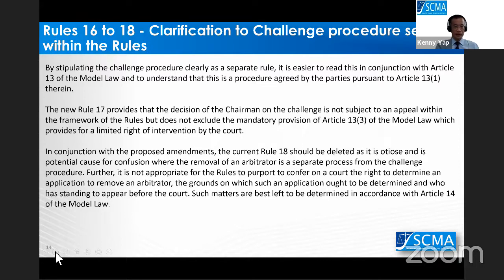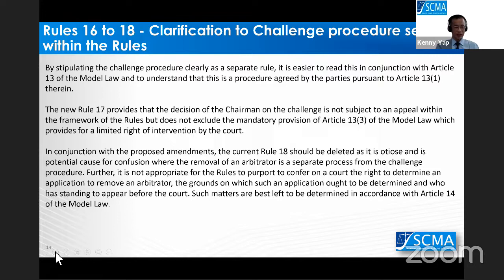Yes, thank you. Now, for Rule 16, the possible amendment here is to stipulate the applicable test for a challenge. The basis for challenge will be expanded slightly. The original ground will still remain, which is the existence of circumstances which give rise to justifiable doubt as to the arbitrator's impartiality or independence. An additional ground will be added, namely where the arbitrator does not possess qualifications agreed to by the parties. If this amendment is made, it will put our rules in line with Article 12 of the Model Law, which also allows a challenge if the arbitrator does not possess qualifications agreed to by the parties.